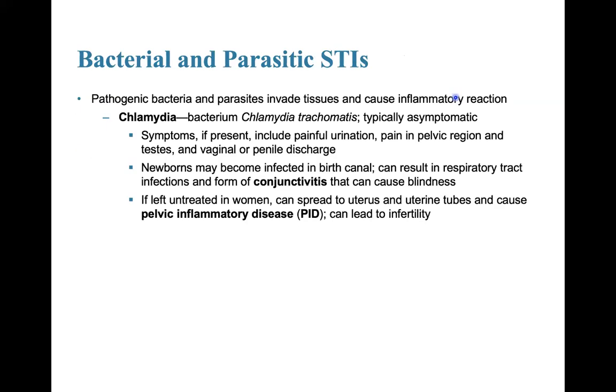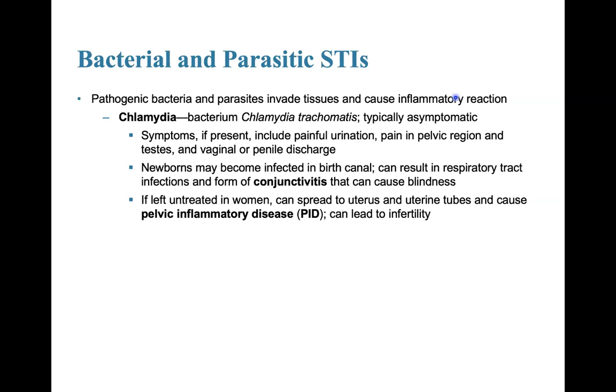So the bacterial STIs are pathogenic bacteria and parasites that invade tissues and cause inflammatory reactions. The first one is chlamydia. This is caused by a bacterium called Chlamydia trachomatis. It's typically asymptomatic. Symptoms, if they persist, include painful urination, pain in the pelvic region and testes, and vaginal or penile discharge. Newborns, if the mother has an active infection with chlamydia, can become infected in the birth canal, and this can result in respiratory tract infections and conjunctivitis that can lead to blindness.